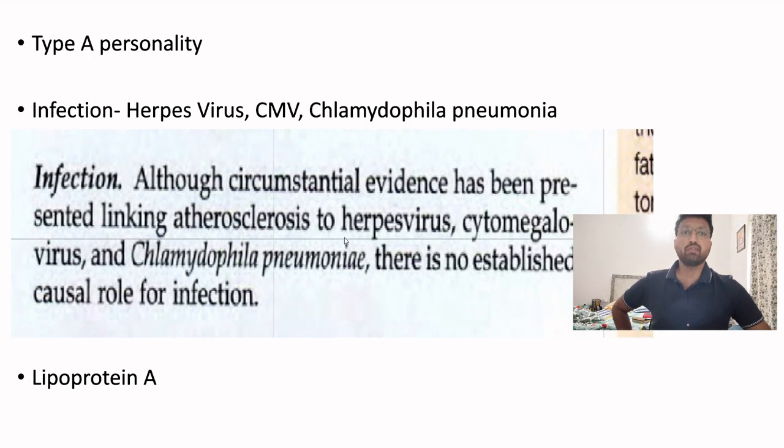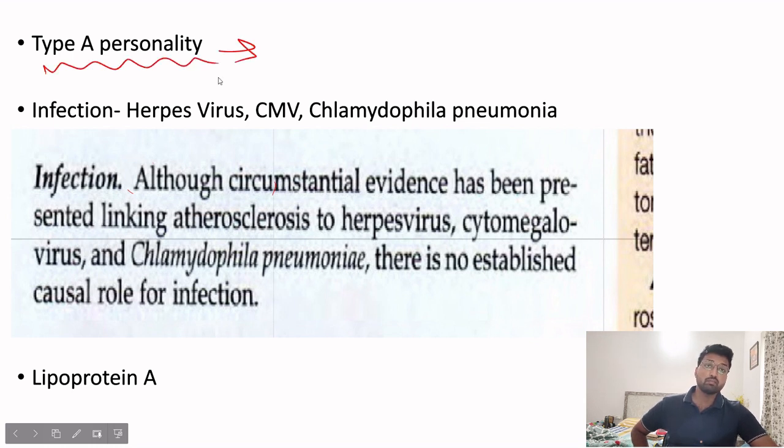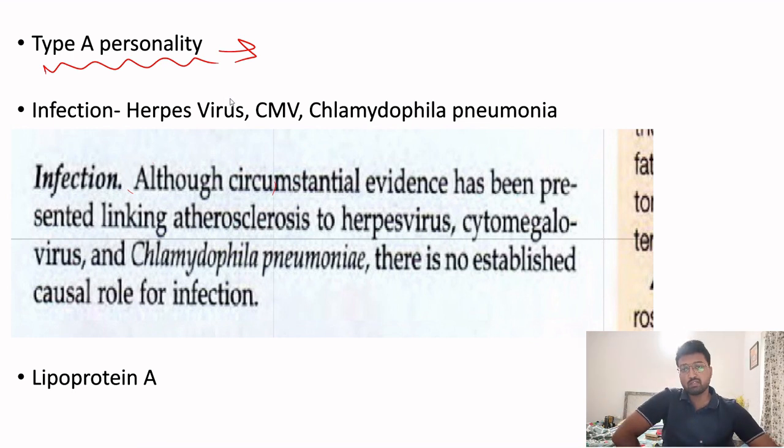We can talk about few more risk factors. So type A personality. See, type A personality, I do not have anything much to explain, because Robbins also does not give why people who lead a more stressful life go on to develop atherosclerosis. So just remember that people with the type A personalities or people who live a stressful life, they are more at risk for developing atherosclerosis.